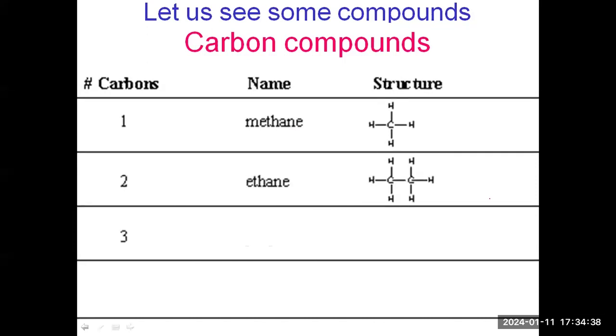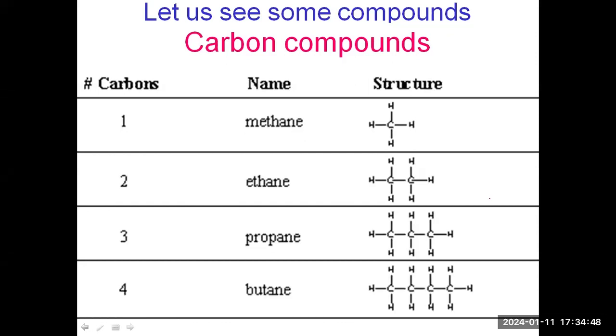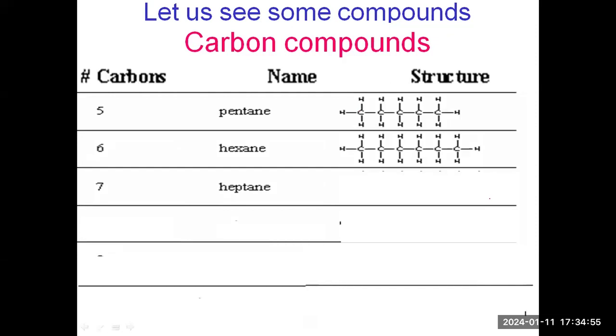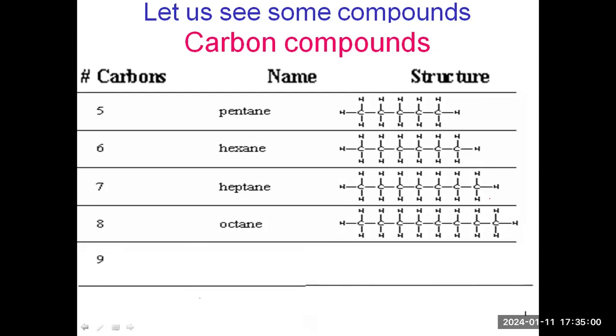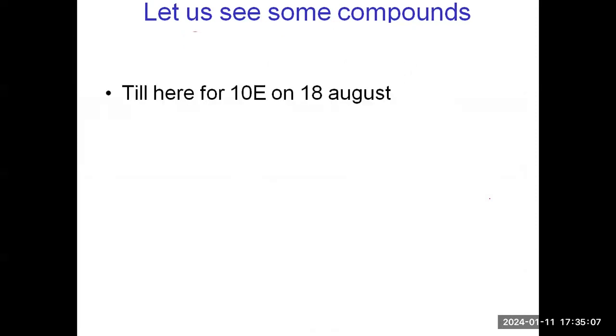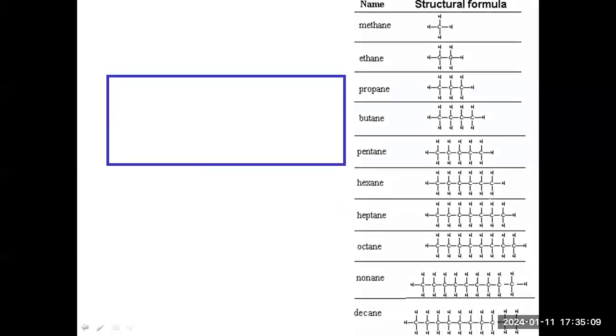The compound which has 3 carbons is called propane and this is the formula. Then we have butane for 4 carbon atoms. For 5 carbon atoms, it is pentane, hexane for 6, heptane for 7, octane for 8, nonane for 9, and decane for 10. So this is a series of hydrocarbons starting from methane to decane.